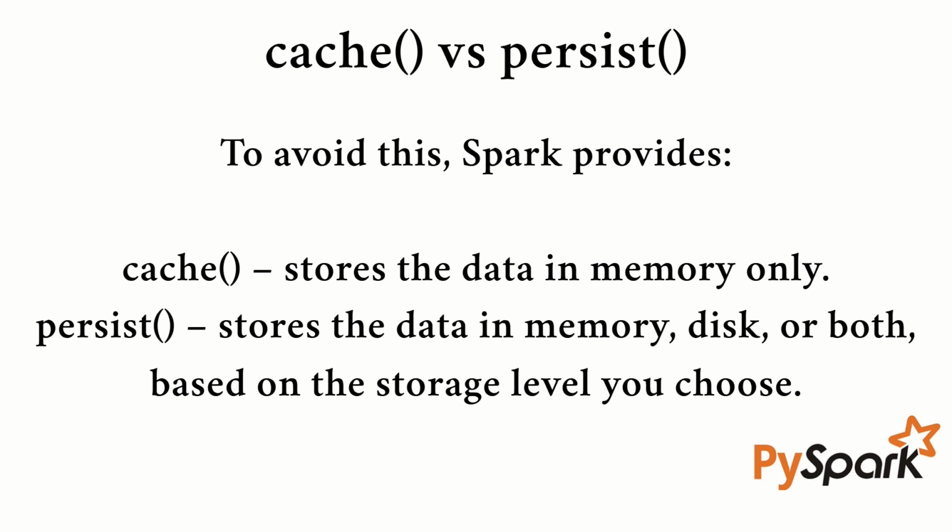To overcome this problem, we have two methods available: cache and persist. Cache stores the data in memory only. Persist stores the data in memory, disk, or both based upon the storage level you choose.